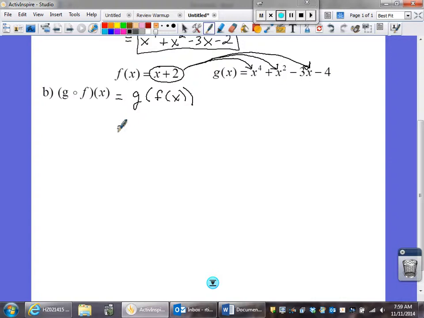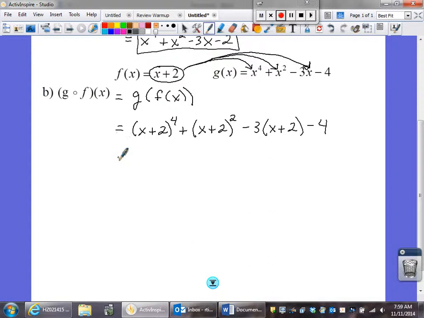So here we go. Instead of writing x to the fourth, we're going to say x plus 2 in parentheses, and we're going to raise that to the fourth power. Then we're going to say plus x plus 2, and we're going to raise that to the second power. And then minus 3, and we're going to multiply that, instead of by x, by x plus 2, and we're going to close the parentheses and say minus 4.